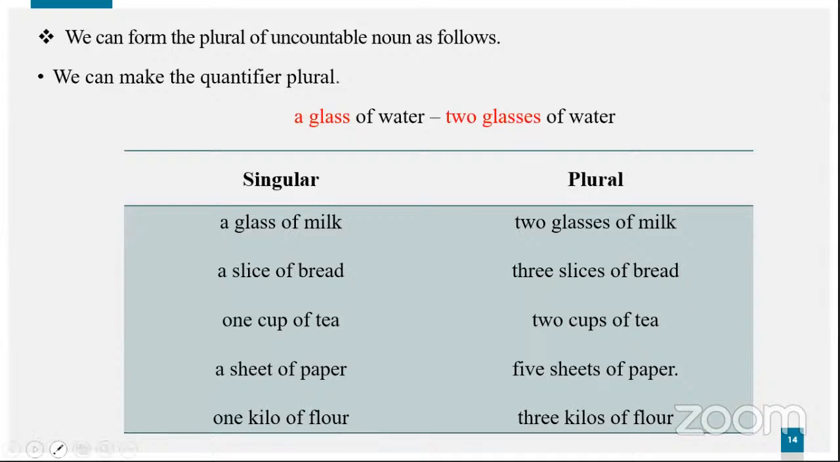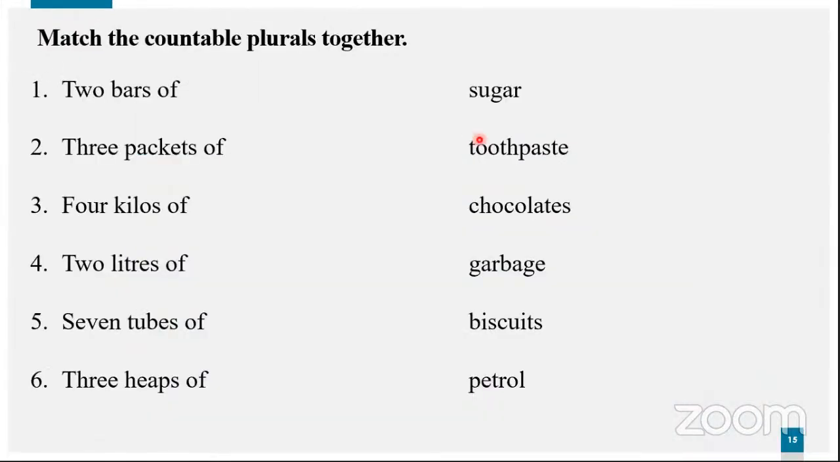Right. I will go to the next slide now. And there is a small activity, right? There's a small activity. Match countable plurals. Match these two words together, right?